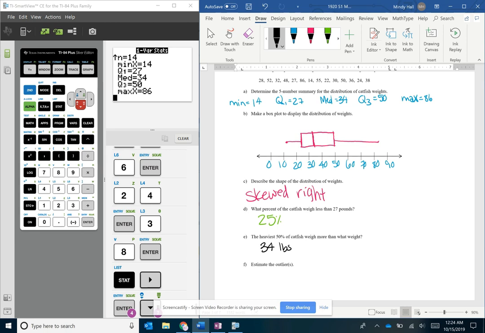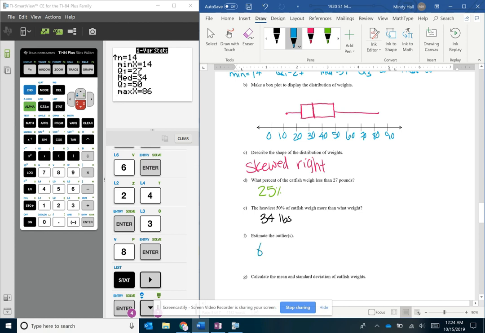Now, last but not least is estimating outliers. Remember, that just means it's really far, it's either really big or really small. So looking at the catfish weights, you can kind of tell just from the 5-number summary of 14, 27, 34, 50. Those are all pretty well spread out, but they're kind of close. But then it all of a sudden jumps to 86. So I would say 86 is our outlier.